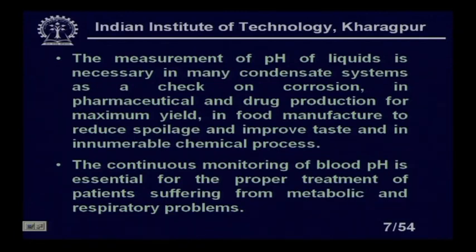The continuous monitoring of blood pH is essential for the proper treatment of the patient suffering from metabolic and respiratory problems, because the blood pH varies from 7.35 to 7.4, okay, that is 7.35 to 7.5. So, this is for a normal healthy person. Now if this goes out of this range, that means the patient has some problems. We can monitor those and appropriate actions can be taken, appropriate drugs to be given to the particular patients, so that the pH value comes to the normal healthy person's range of 7.35 to 7.4 or 7.5.